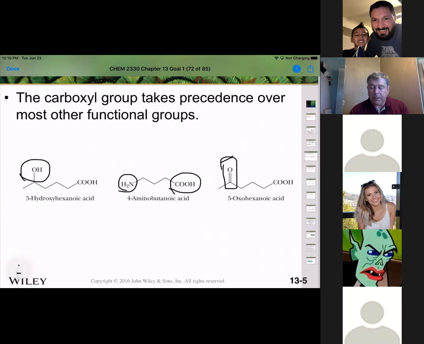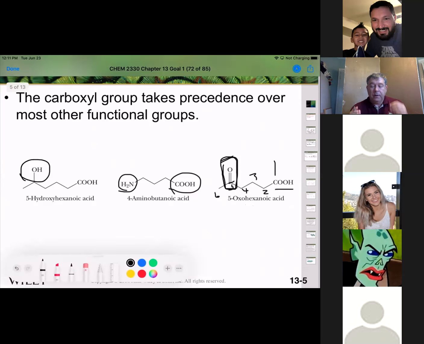When it's a C double bond O, a carbonyl, we have to use the prefix oxo. And again, we start numbering at the carbonyl carbon of the carboxylic acid. So it's 1, 2, 3, 4, 5. So our carbonyl is on that number 5 carbon, which gives us the 5-oxo. And there's a total of 6 carbons, which would be hexane. So it's hexanoic acid. Okay, I'm going to take that writing away so you can see that.